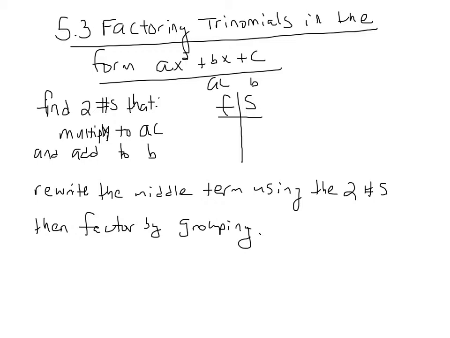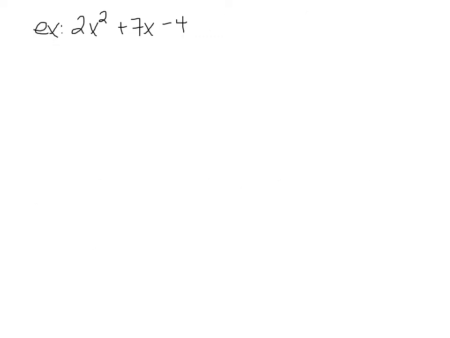Once we find the two numbers, we're going to rewrite the middle term using the two numbers. We'll do some examples of that. You'll see what I mean. We'll then have 4 terms instead of 3, and then we will factor the problem by grouping. Let's go to an example.